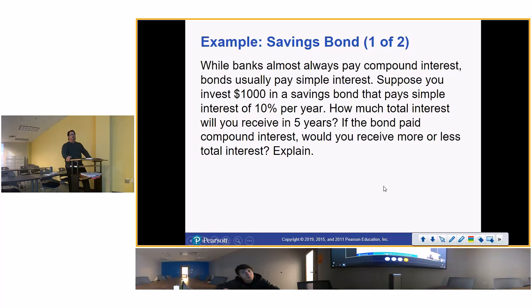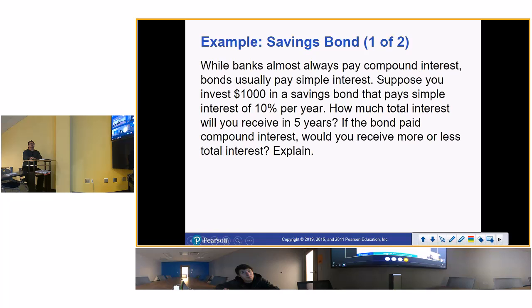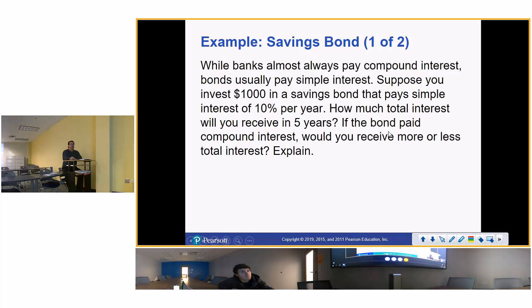While the bank always pays compound interest, bonds usually pay simple interest. Suppose you invest $1,000 in a savings bond that pays simple interest 10% per year. How much total interest will you receive in 5 years if the bond paid compound interest? Would you receive more or less?